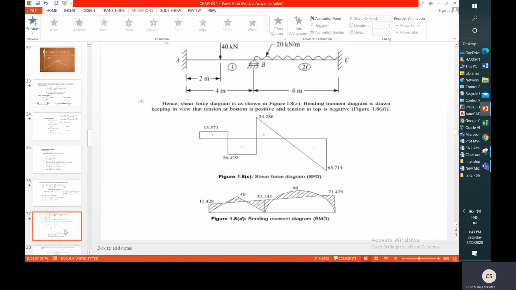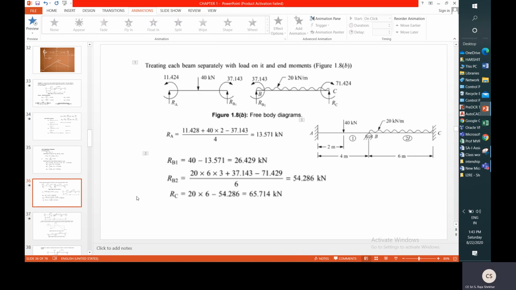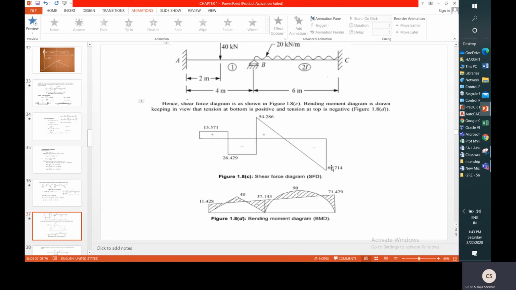So now we need to draw the shear force diagram as well as the bending moment diagram. For the drawing of the shear force diagram, a right side upward force is considered as negative, so RC will be considered as negative. The RC value we are getting here is 65.714, you write in the negative direction. Because of UDL, the variation of the shear force diagram is a linear variation.